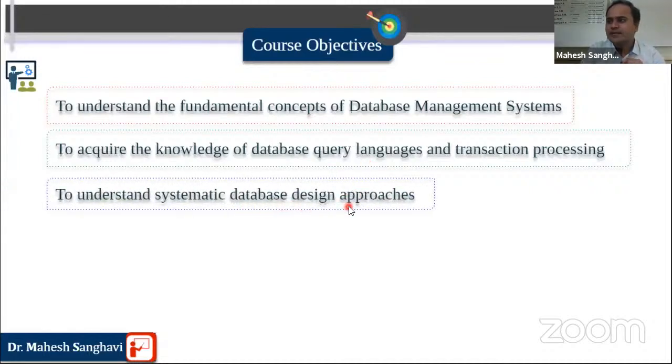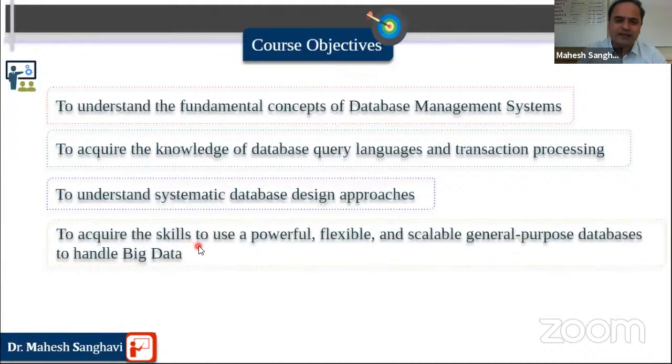To understand systematic database design approach, how to design a database, that is important. So that will be taken care of in this approach, that is systematic database design. I'm sure that you will be able to design your own databases by observing applications. So that confidence will be there in you after this course.